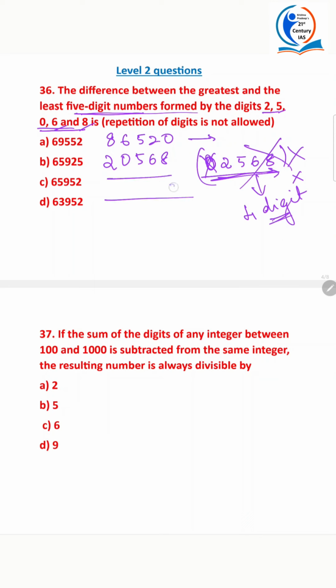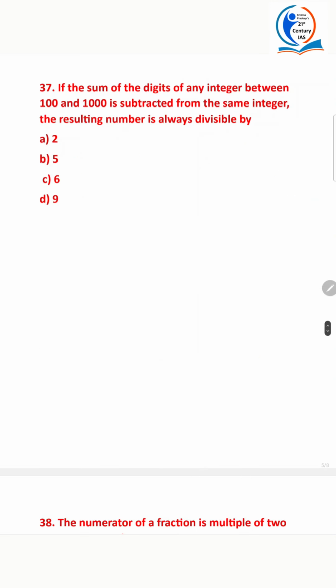Okay, so here 2, 5, 9 and 5 and 6. Okay, 6, 5, 9, 5, 2. And be very, very careful while you are marking the option. Okay. Next question.